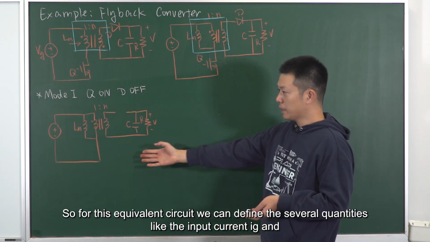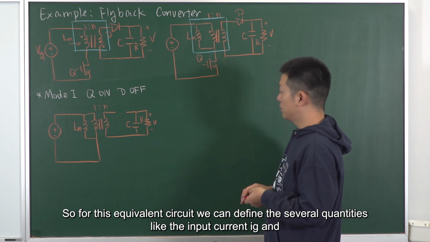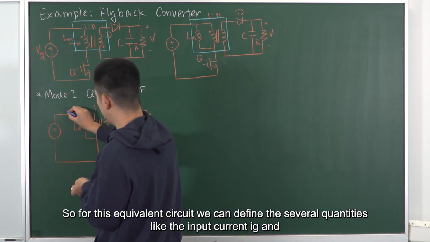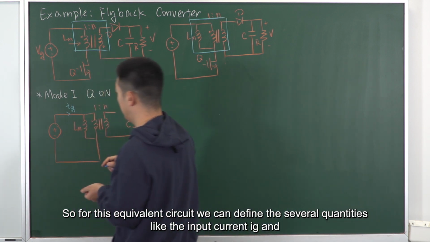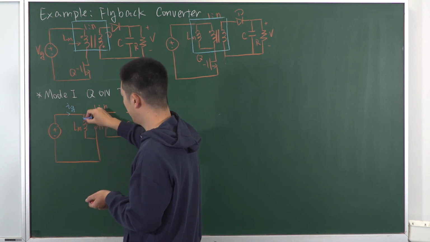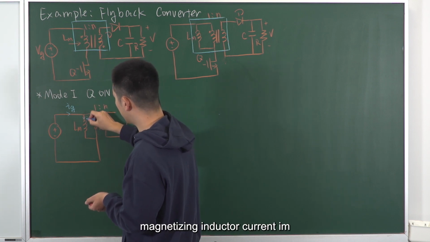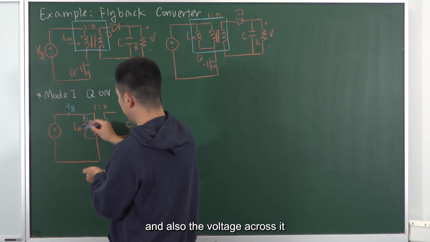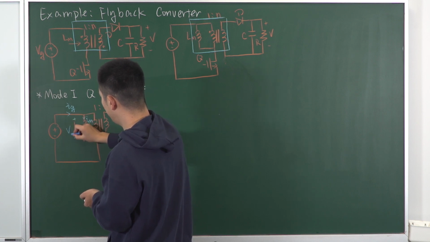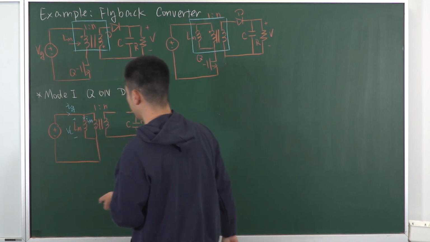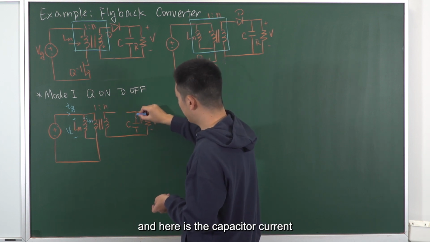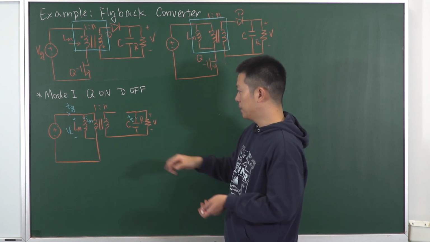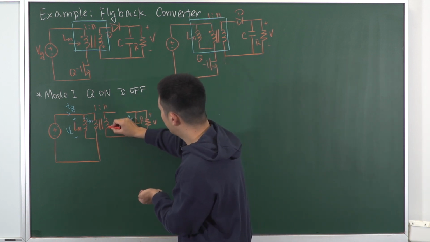So for this equivalent circuit, we can define several quantities like the input current, Ig, the magnetizing inductor current, Im, and also the voltage across it, VL. And here is the capacitor current. Here is the coupling point.